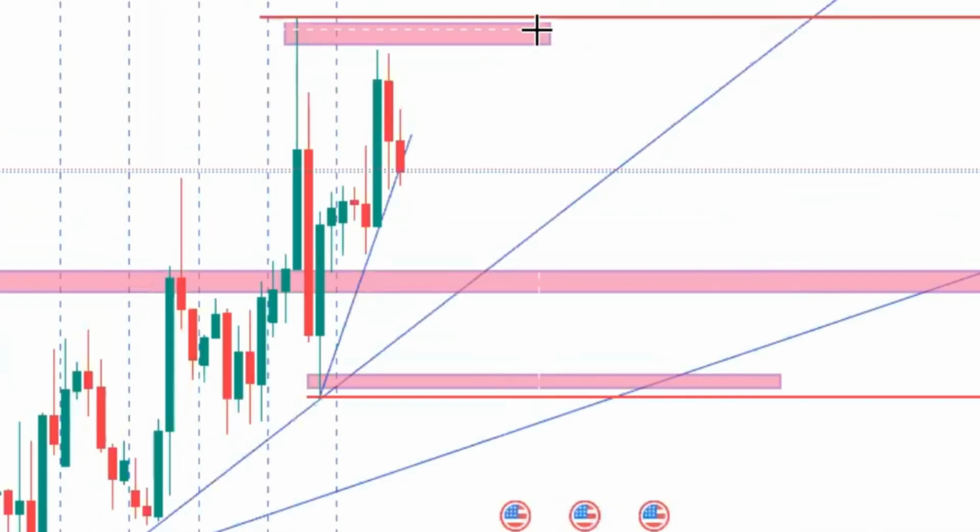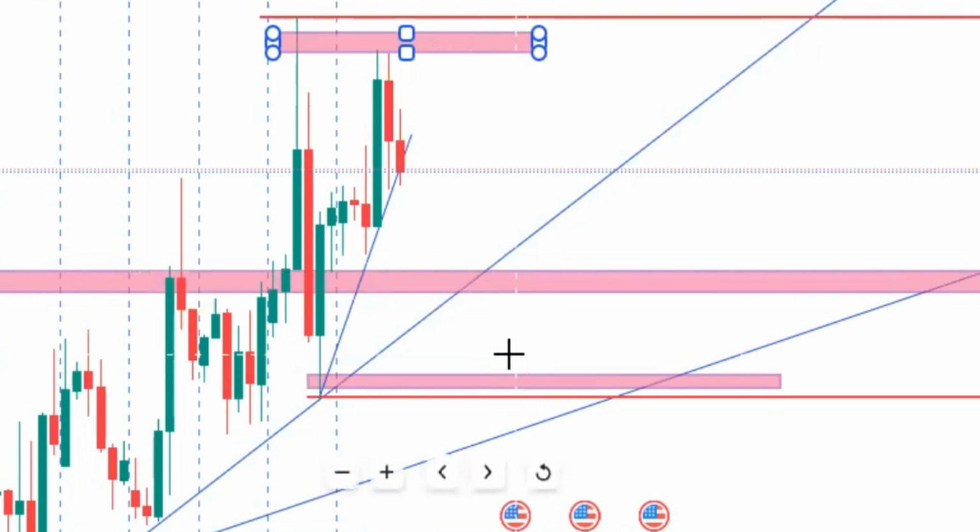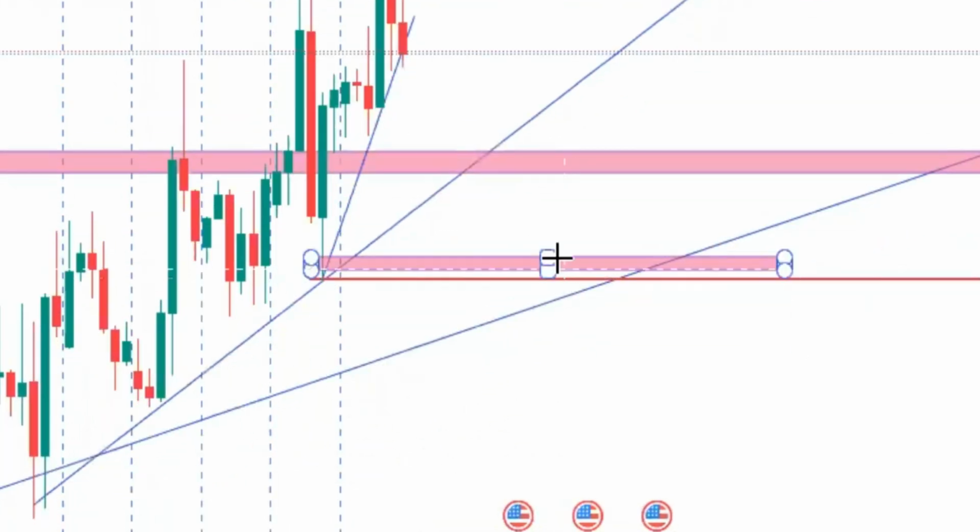If it fails to break this one, right now it is acting like it is reversing. If it fails to break this and it comes to this level, don't take action until you see reversal candlestick patterns. If it breaks this level, don't even think of buying again. Forget about buying. Start looking for sales.